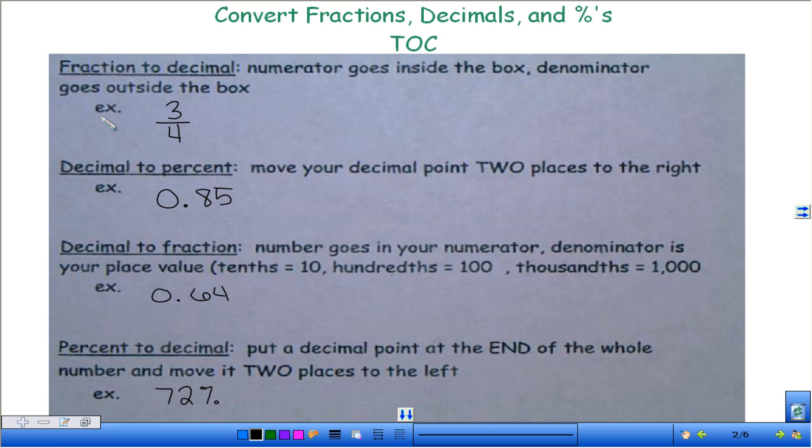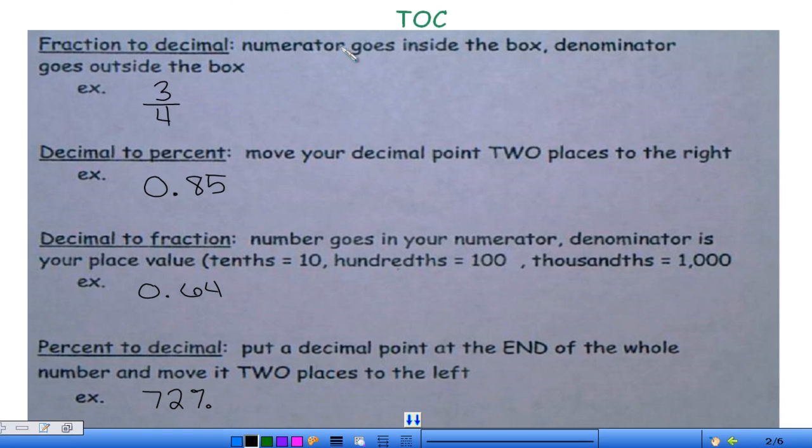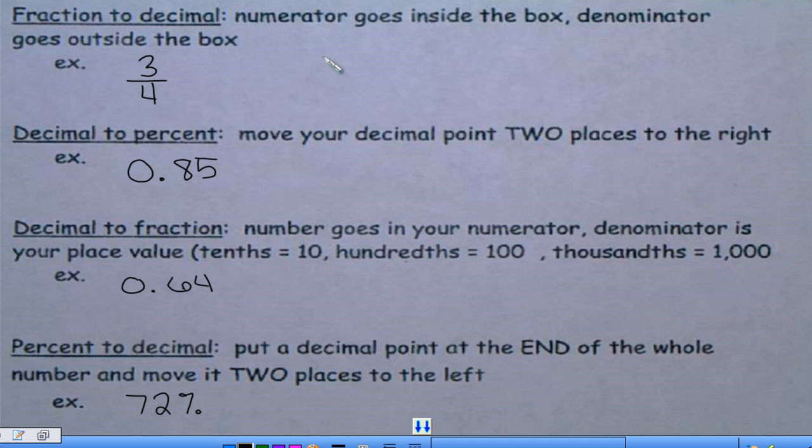So in your notes, the example for this one is 3/4. So make sure you have that in there. And we're going to walk through all of these together. So numerator, your top number, goes inside the box. Denominator goes outside the box. And you need to divide.